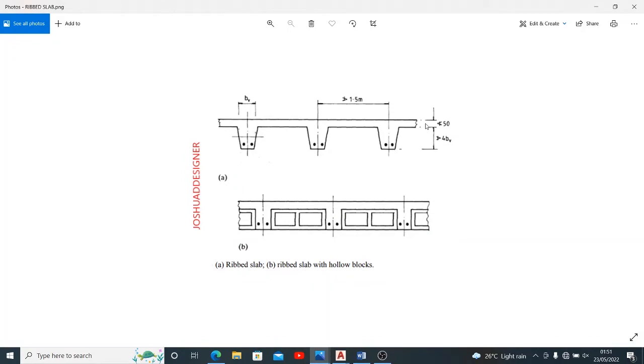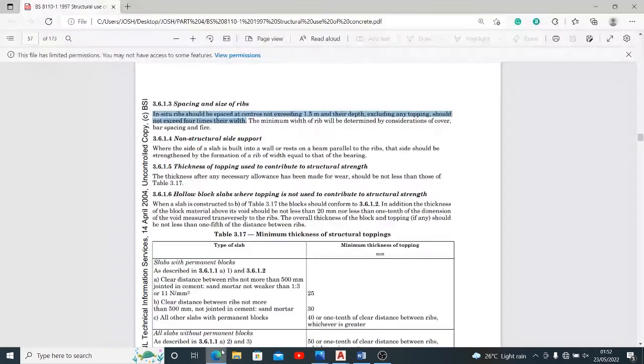So the depth of our rib, excluding toppings, so that's why the measurement starts just right below the toppings, should not exceed four times the width of your rib. So that's why we're seeing less than or equal to 4 multiplied by our width of rib, right? So that's the consideration for spacing and size of rib.